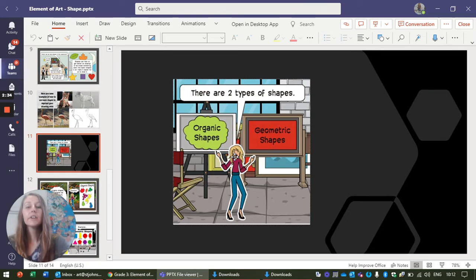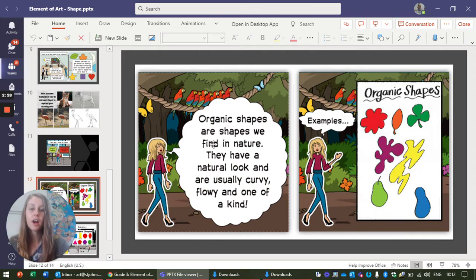There are two types of shape, organic shapes and geometric shapes. Organic shapes are shapes we find in nature. They have a natural look and are usually curvy, flowy, and one of a kind. These are examples of organic shapes.